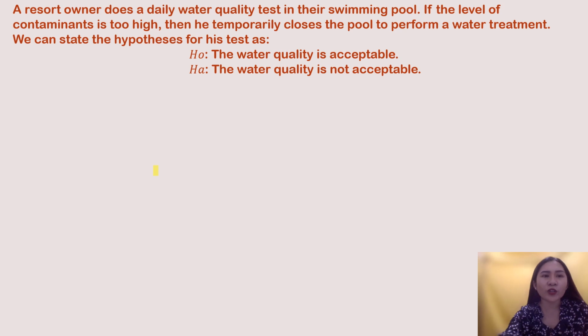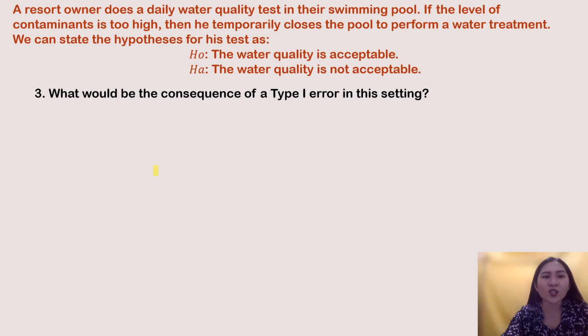The next situation. A resort owner does a daily water quality test in their swimming pool. If the level of contaminants is too high, then he temporarily closes the pool to perform a water treatment. We can state the hypothesis for his test as, the null hypothesis is the water quality is acceptable. The alternative hypothesis is the water quality is not acceptable. What would be the consequence of a type 1 error in this setting?